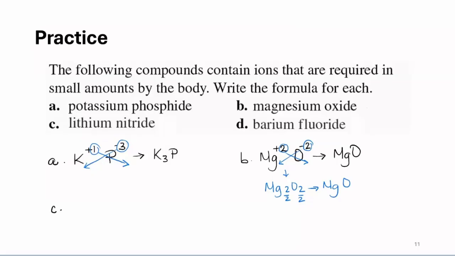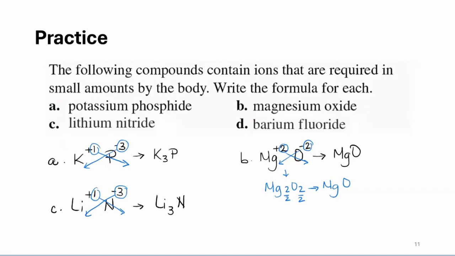Let's do letter C. We have lithium nitride. Lithium is an element that lives in group 1A, so it always has a charge of +1. Nitride is an element that lives in 5A, and it always has a charge of -3. We take the value of the charge, we make it the subscript of the neighboring atom. My final answer here is Li3N, because remember that the value of 1 that originally you can place next to nitrogen is always omitted.